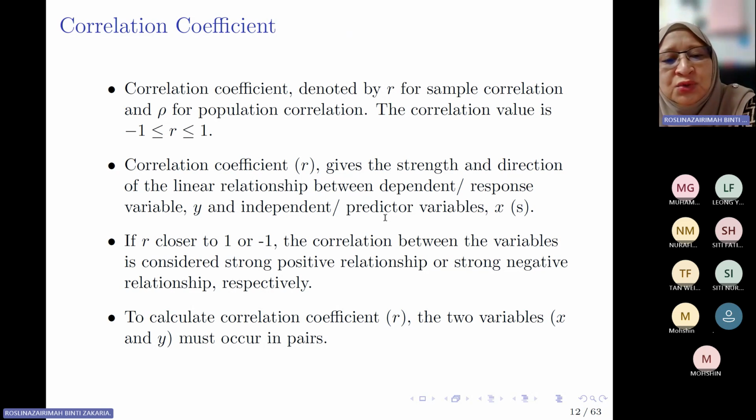Okay. So to calculate the correlation coefficient, the two variables must occur in pairs. Whenever we want to calculate the correlation value, they must be in pairs. Meaning the number of values in X must be equal to the number of values in Y, in pairs.